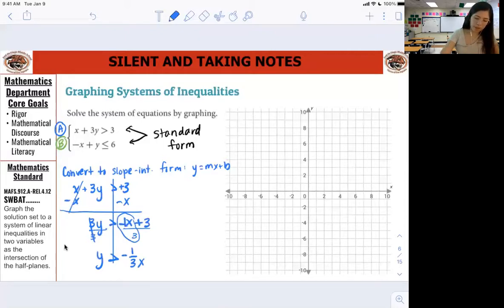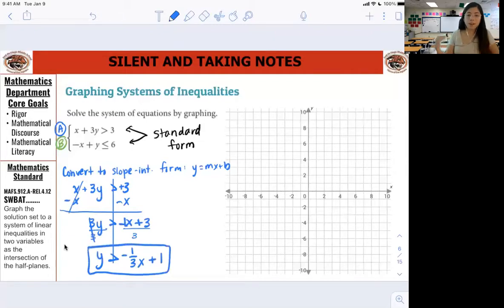Then my 3 divided by 3 is 1. Good. It's like second grade math. Okay. That's my final inequality. Now I know what I need to know.